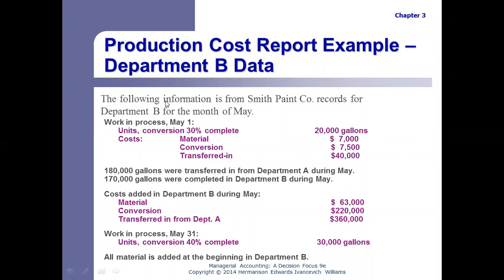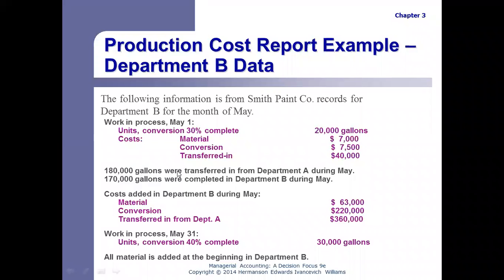So let's go through these in detail. At the beginning of the month of May, they had 20,000 gallons, okay? And for conversion cost, they were 30% complete. Again, remember, conversion costs are the labor plus the manufacturing overhead. We spent $7,000 on materials and $7,500 on conversion costs, and we had $40,000 of costs that were transferred into Department B.